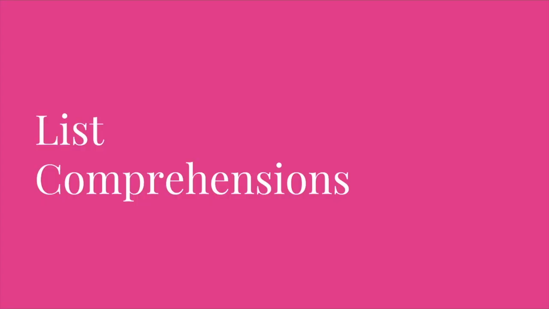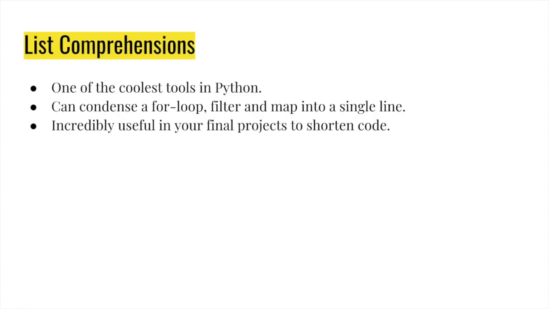List comprehensions. So list comprehensions are this incredibly useful feature in Python. You can condense a for loop, a keep, a map, a filter all into one line, and this might prove incredibly useful as you're building these massive final projects. You might find that you want to shorten some of your lines of code, shorten a for loop here and there, and list comprehensions are going to be incredibly useful if you want to do that.